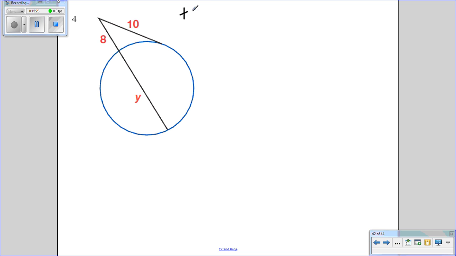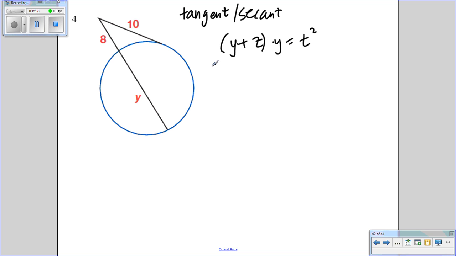All right, let's try this one. Okay, this one is a tangent, right? Tangent line right here, and a secant. All right, so that formula was y plus z times y equals tangent part squared. Let's label it. This would be my y. I'm going to change that to z, and this would be my t. They always do that. They throw an extra y in there to confuse you.